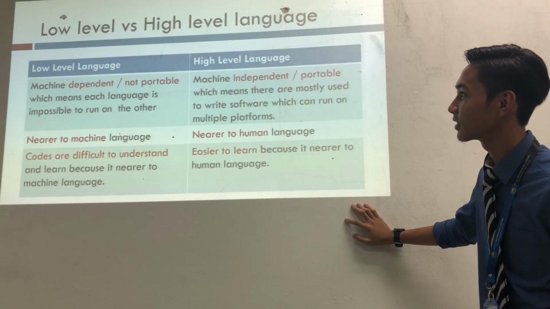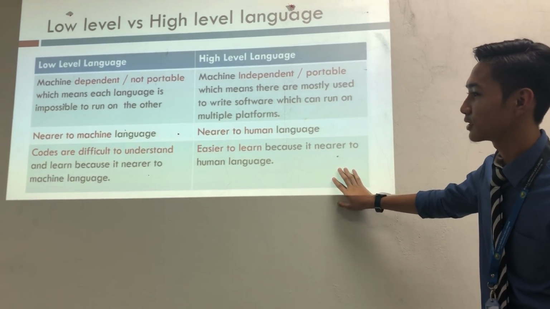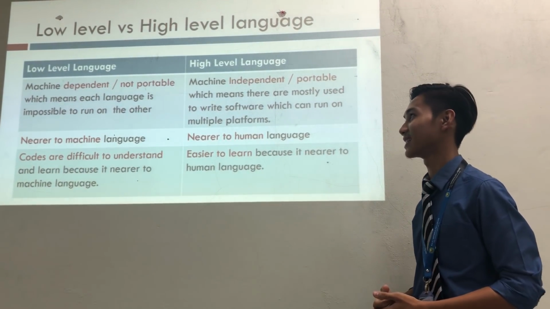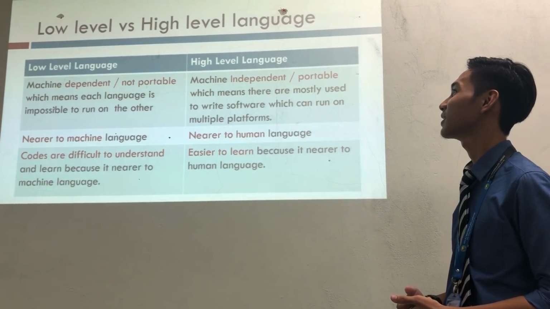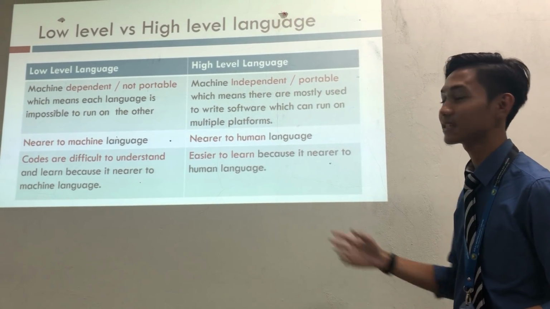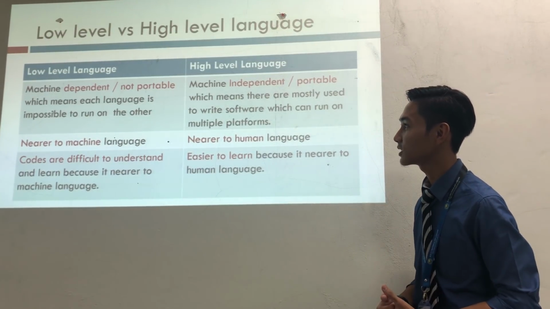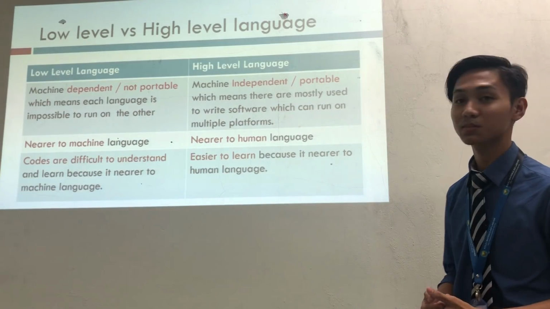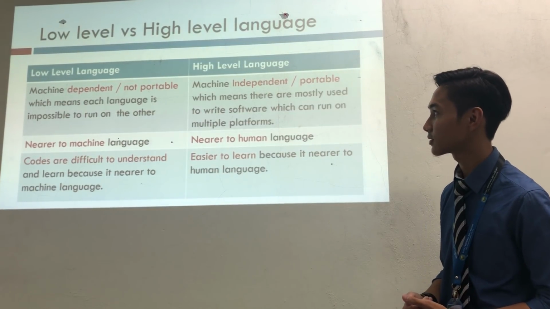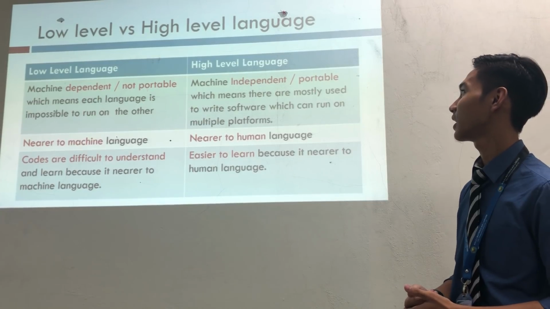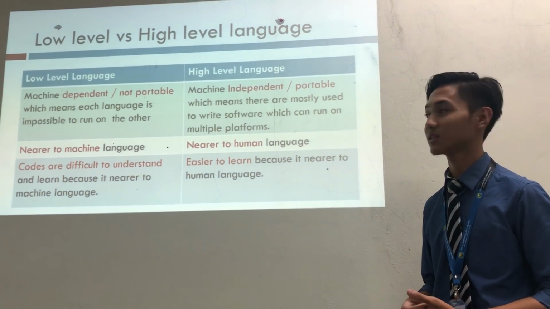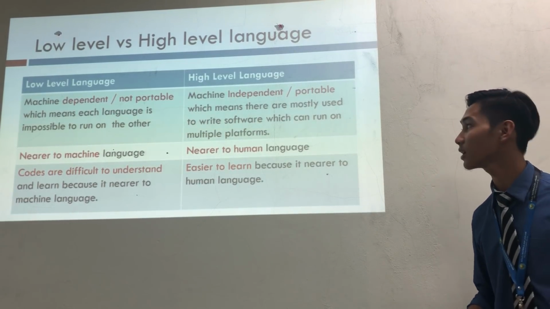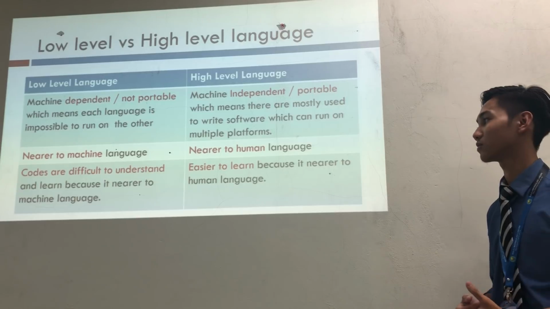So this is the comparison of low-level language and high-level language. As I stated before, low-level language is machine dependent, which means each language is impossible to run on the other. The high-level language is the opposite: it is machine independent, which means it is mostly used to write software which can run on multiple platforms.